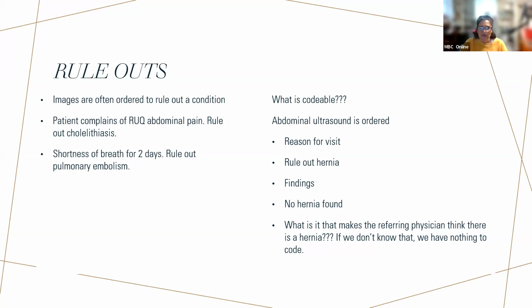Here's another one: shortness of breath for 2 days. They want to rule out pulmonary embolism. So anytime you hear rule out, they're probably going to use radiology or some type of test to make sure that it's not that illness. So what's codable? An abdominal ultrasound is ordered. A reason for the visit, that's coded. If you want to rule out hernia, that's coded. Findings, you're going to code that, or no hernia found.